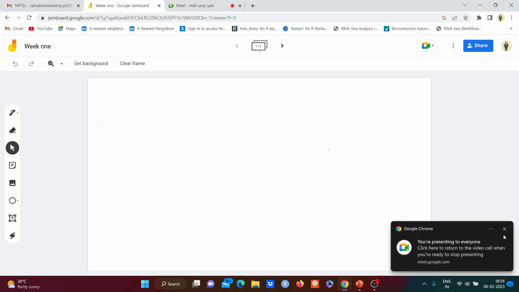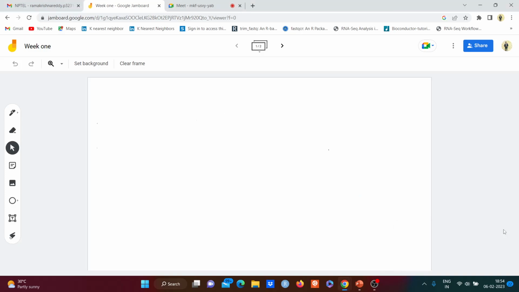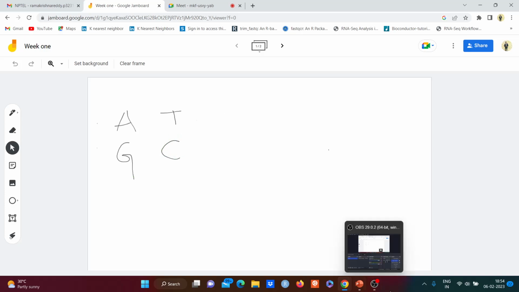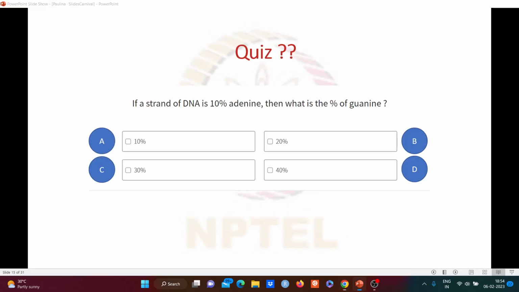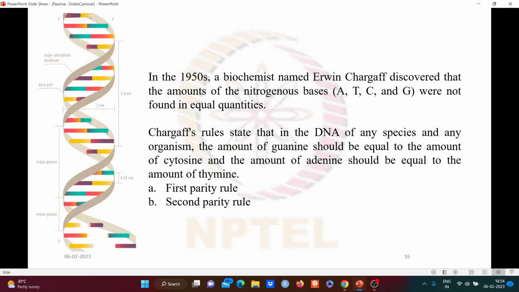Going to the solution. Before, I have mentioned DNA base pairing. So A always base pairs with T and G always base pairs with C. Before moving into this explanation, I'll be explaining about this. This is called Chargaff's rule.